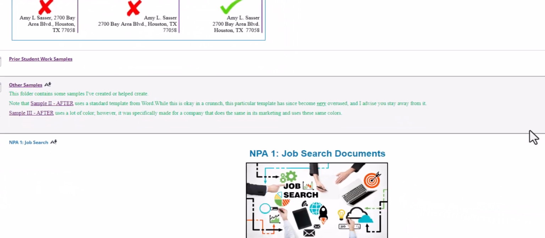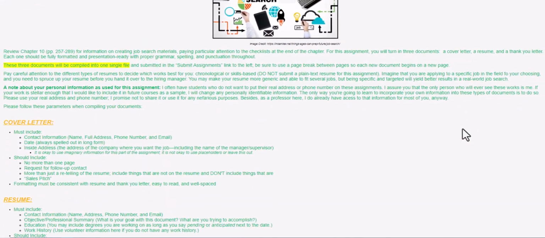Now on to the project. For this project, you will create, again, 3 items: a cover letter, a resume, and a thank you letter. These 3 documents should be compiled into one single file, turned into a PDF, and submitted in the Submit Assignments link on the left-hand menu in Blackboard.